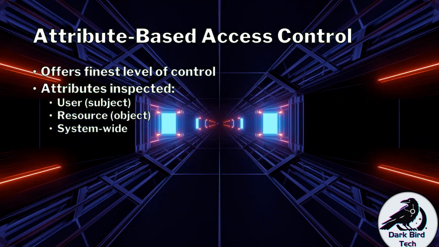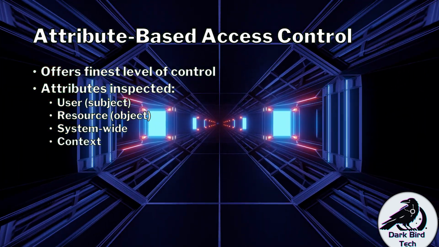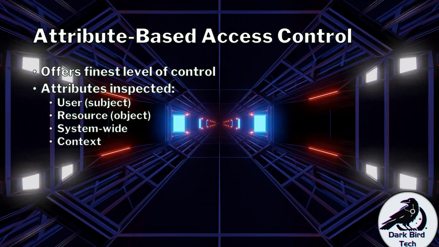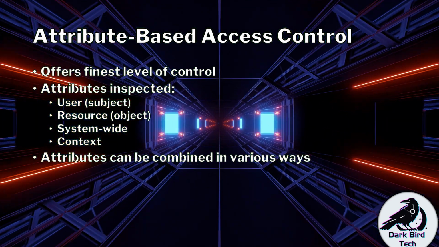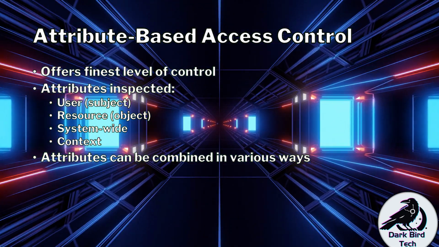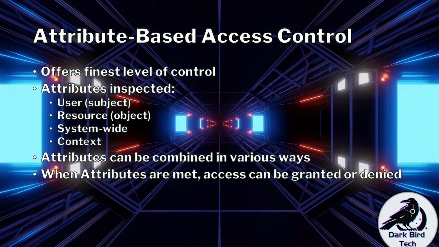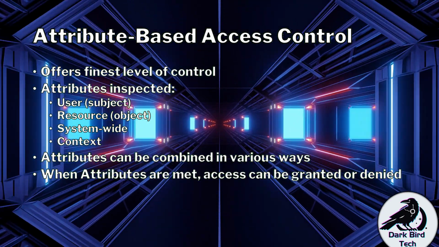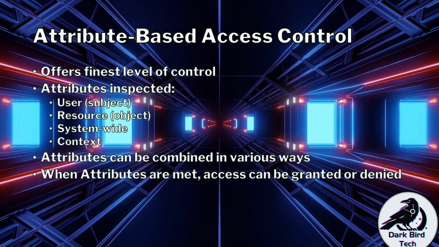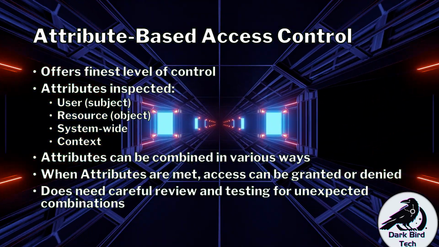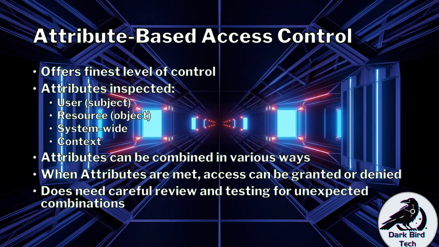It could also be system-wide attributes, like, for example, time of day, operating system update level, stuff like that. And any other contextual information, like location and behavior, all of which are super useful to look at. And the attributes can be combined in various ways, and then the combination of attributes will be used to decide whether you get access or not, which I think is really cool. And it can be a lot easier to configure attribute-based access control compared to things like rule-based, while still giving us a very fine degree of control. However, you do need to be careful, and you do need to review and test. Otherwise, you might have some unexpected results from the attributes being applied. Cool.